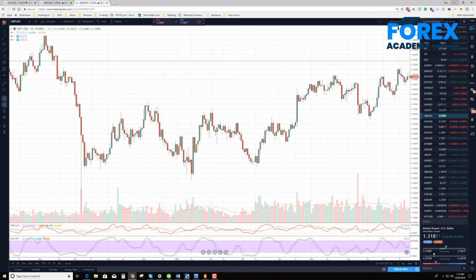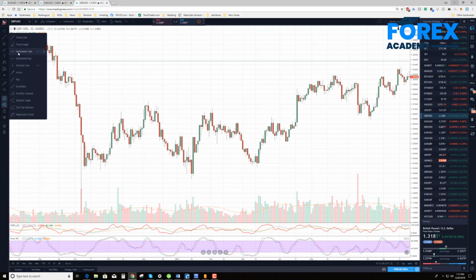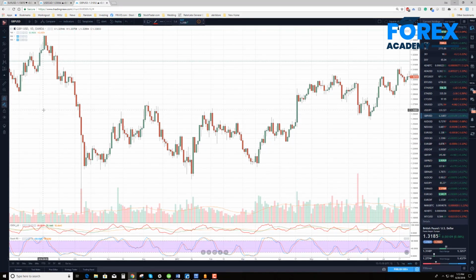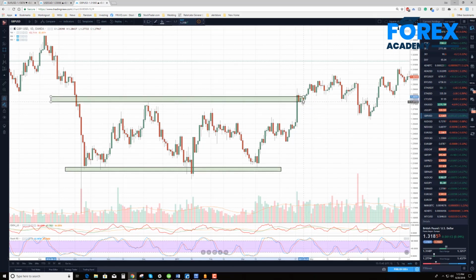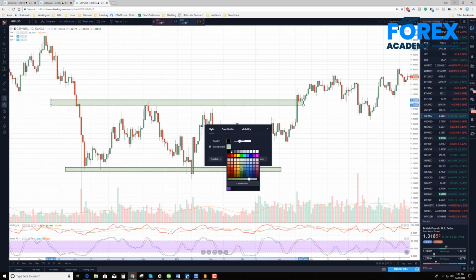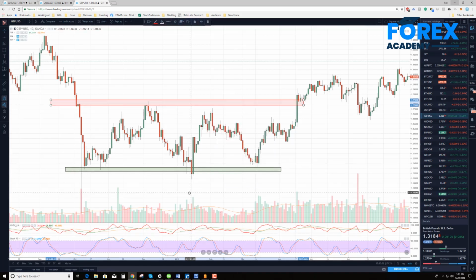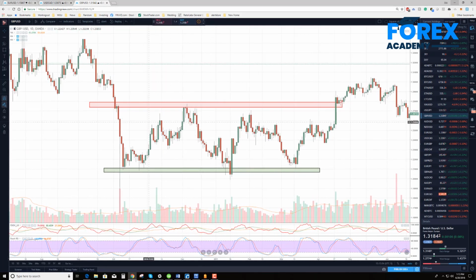Let's say we're just going to draw some pretty dynamic support and resistance zones. Like, all right, it looks like I've got 3 bottoms here, so I'll just draw a support zone here, and it looks like there's a resistance zone here. Now we can change the colors to make it look cool. So I've got these areas here in our price action.